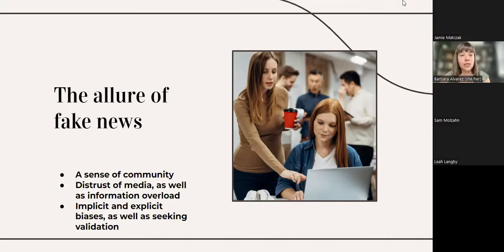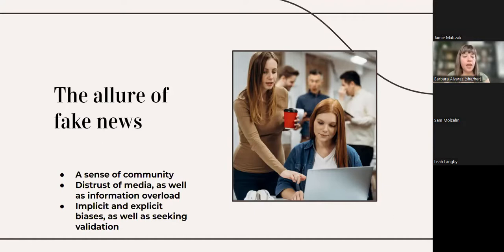And the other thing is, it's simply a matter of information overload. There's a lot out there, and it can be exhausting to scroll through all of these different sources and all of these different information pieces. And by narrowing it down to your perceived network, it can feel like you're lightening the load on what you're consuming.